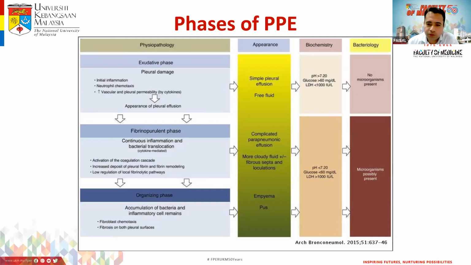So when we give fibrinolytic agents, we can give them at the fibrinopurulent phase. Once it becomes an organized phase, there's no role for fibrinolysis because the pleural cavity and pleural thickening are so hard, and you need to refer to surgeons at that time. So we try to prevent any infection from going into the organized phase.